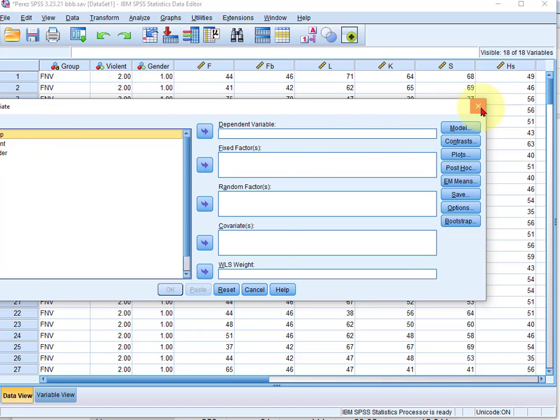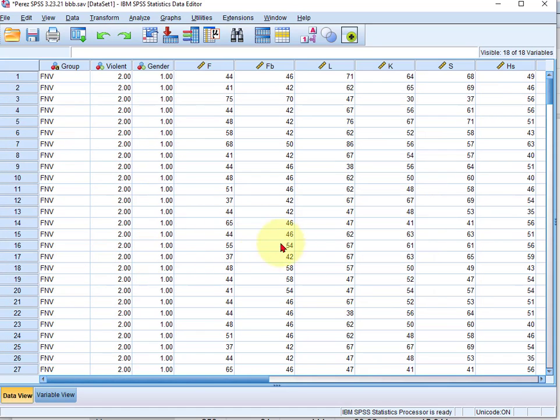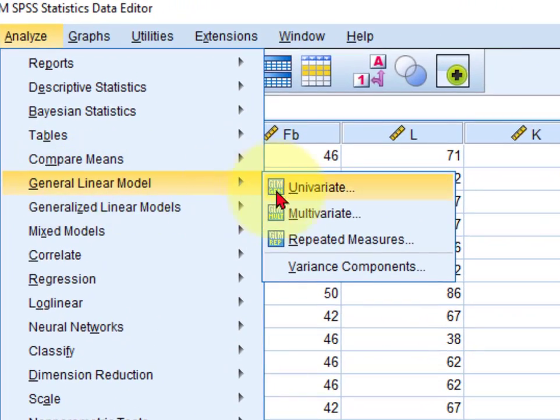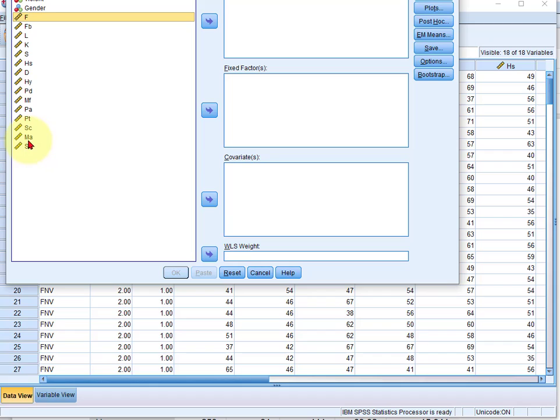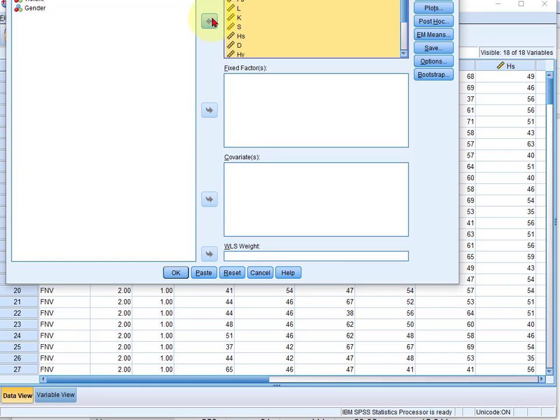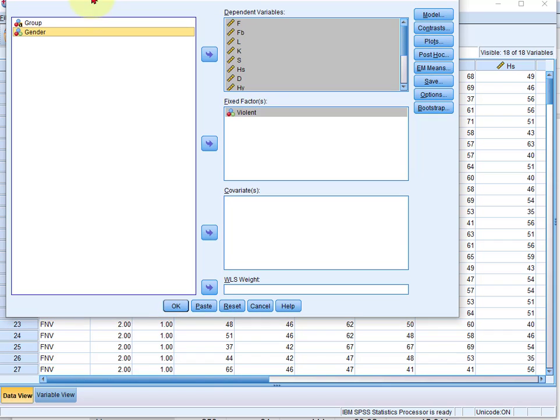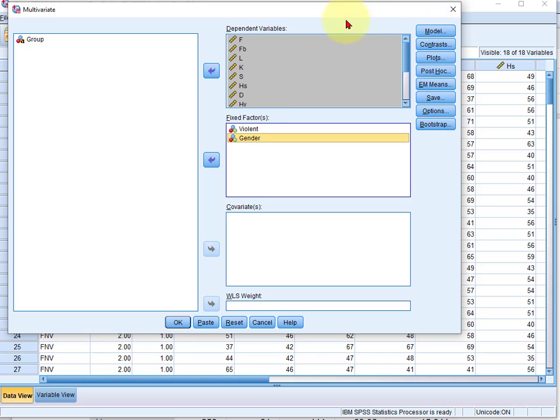We're going to cheat, right? I don't want to run 10 separate tests. This can take all day. So we're going to do a shortcut. We're going to go to analyze, general linear model, multivariate. It means multiple DVs. So this isn't really the right test, but it's a quick shortcut to take a snapshot of what's going on. Your fixed factors means categorical variables. So we're going to stick in the violent and the gender. And this will tell us if there's any significant interactions going on. That's what we're looking for. We're looking for the interactions.